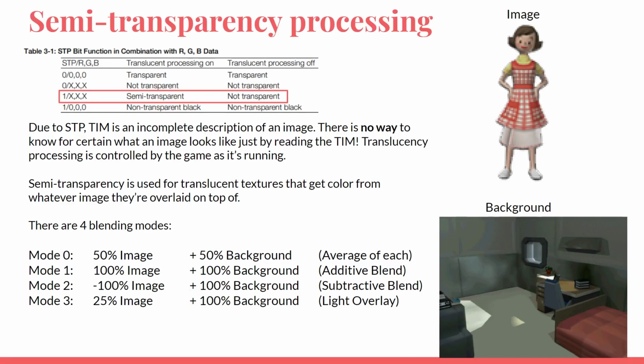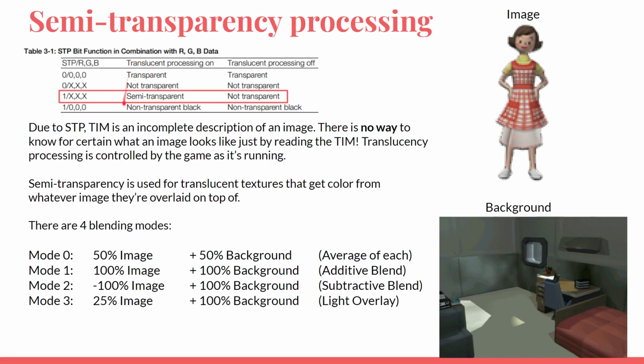And now we get to some of the dark and dirty business of TIMs. The reason it's dark and dirty is because just by looking at a TIM, it's actually impossible to know for certain how to correctly rip an image. It's actually impossible to correctly extract an image because there's no way that we know for certain what an image actually looks like by reading the data in the TIM. This translucency processing with semi-transparency and whatnot is all handled at runtime by the game's code as it's running.